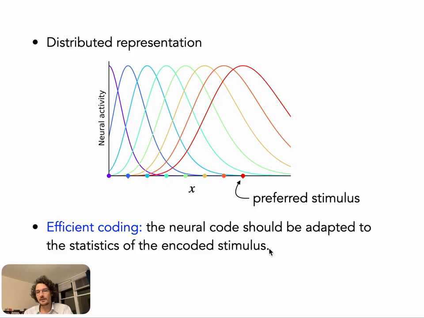And second, we know that many sensory systems seem to obey the principle of efficient coding. Efficient coding is this prominent idea that prescribes that the neural code should depend on the statistics of the encoded stimulus. So what it means is that the parameters, so to speak, of these tuning curves, including, for instance, their preferred stimuli, and how these preferred stimuli are distributed across stimulus space, should depend on the statistics of the encoded stimulus. And so, for instance, you will want to have more neurons tuned to the stimuli that occur more frequently.